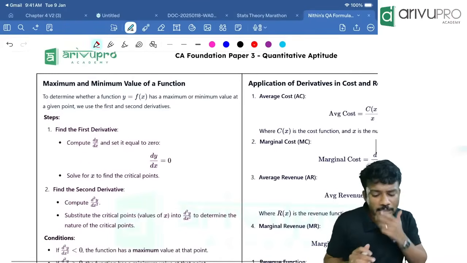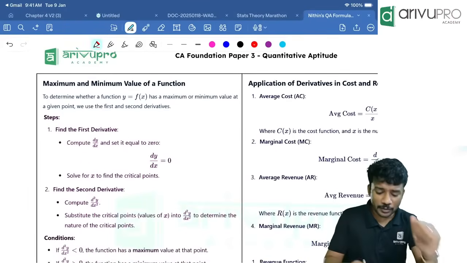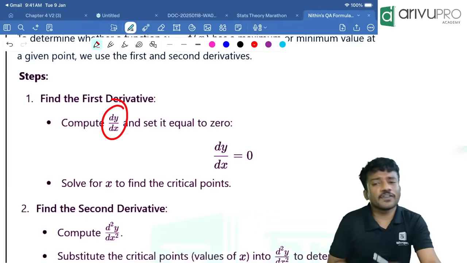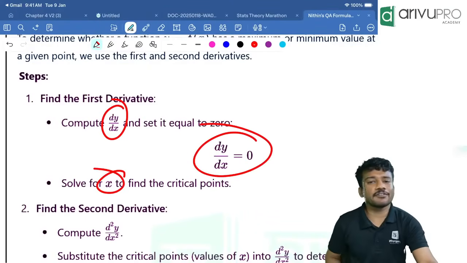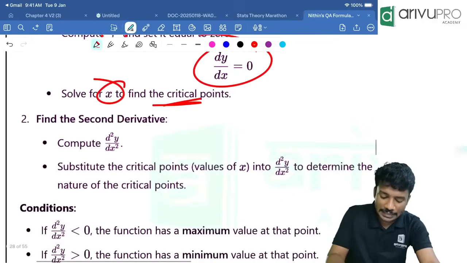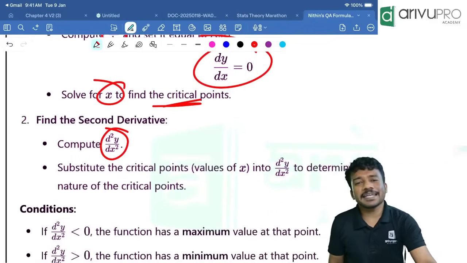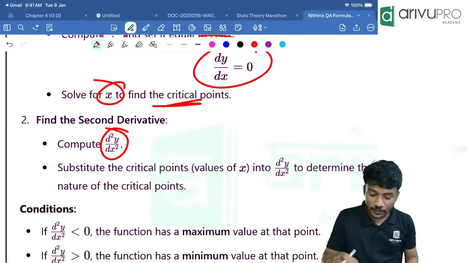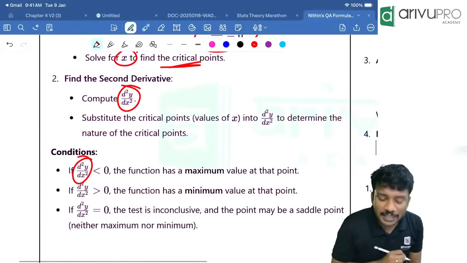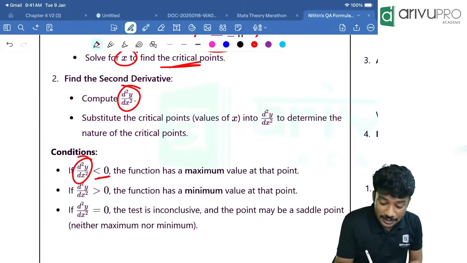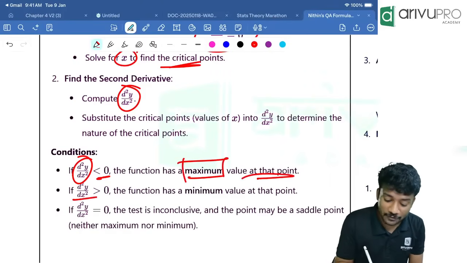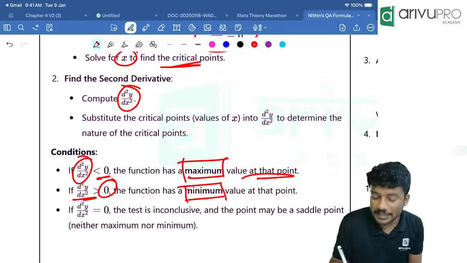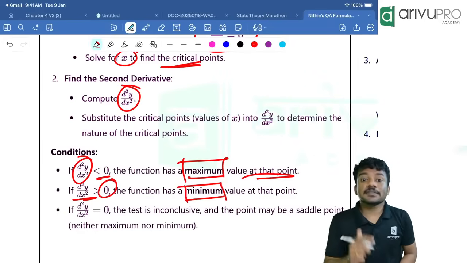In order to find minimum and maximum value, what are the steps? First you need to find dy by dx, then you should equate it to 0 and find the value of x, the critical points. Then you find d square y by dx square and substitute the x values. If d square y by dx square is less than 0, then the function has a maximum at that point. If it is greater than 0, the function has a minimum at that point. That is the important thing.